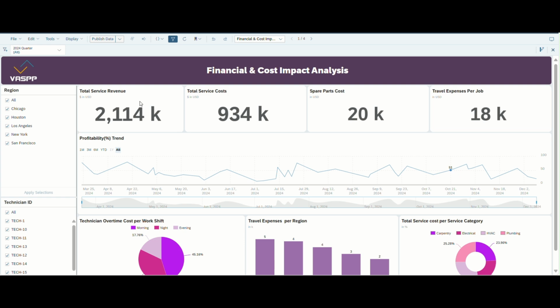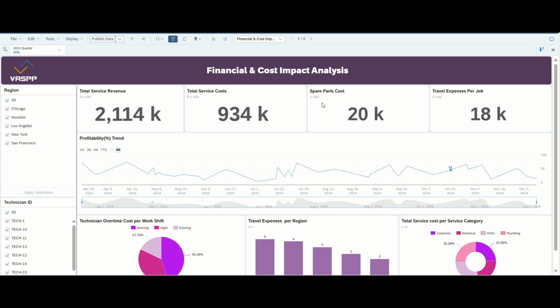Next, we have the total service costs, sitting at $934K. This number aggregates technician labor, travel, and operational overheads, the core cost components of your service delivery engine. Monitoring this closely helps finance and ops leaders find opportunities to cut inefficiencies and improve margins.